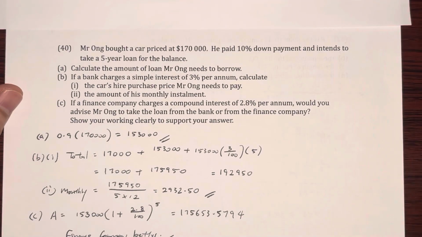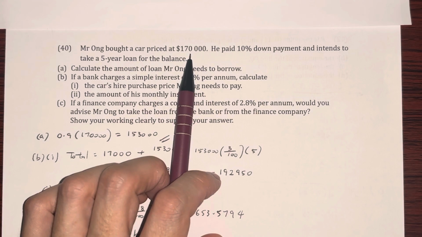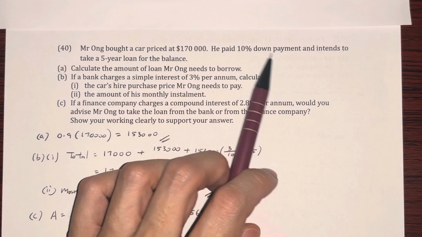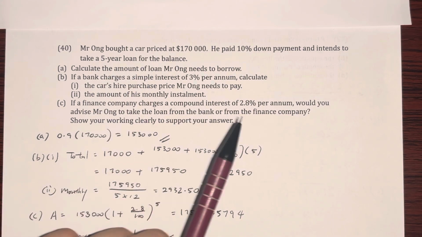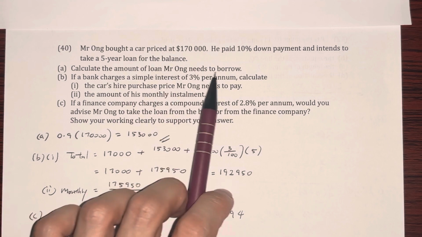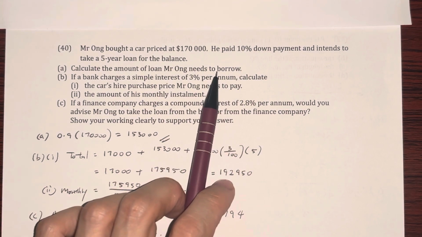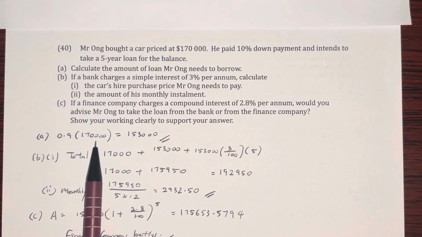Okay, so this will be a slightly more complicated question because it's mixed with hire purchase. So again, I got a car, 170,000, must be Singapore cars, very expensive. Then I pay 10% down payment, so I pay 10% first, and then for the rest I'm taking a 5-year loan. So the first question is calculate how much he needs to borrow. This is pretty common sense. I pay 10%, I need to borrow the remaining 90%. So it's 0.9 times the 170,000. So no issues there.